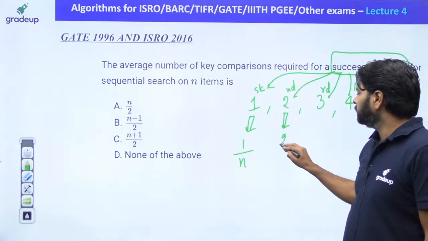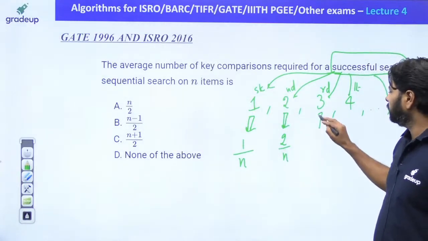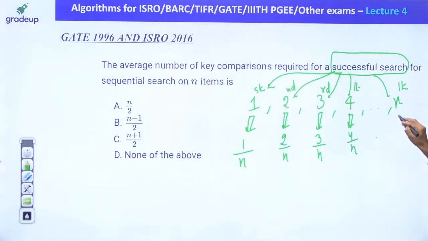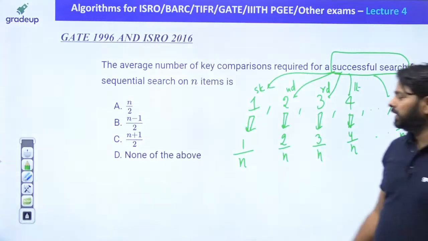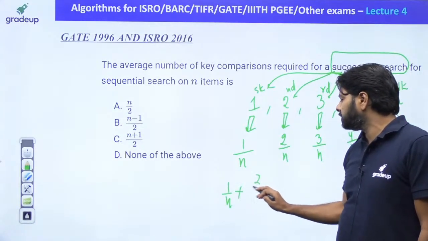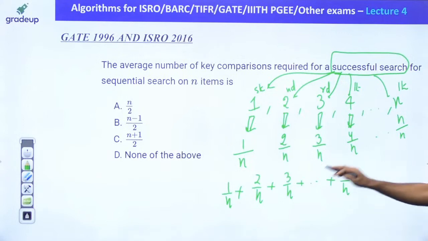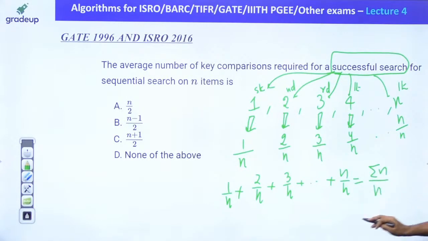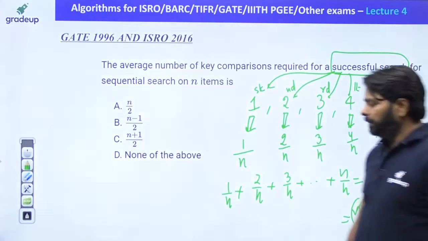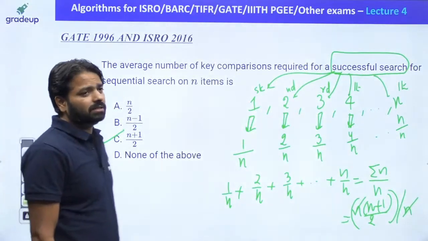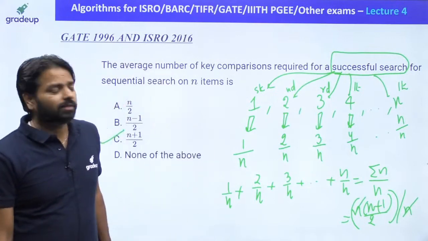Your second element, and this one. Third one, 3 out of n. Fourth one, you need to find out average, right? The probability we are doing it. And if you look at that, the average number of comparisons, if you do that, that is 1 plus 2 plus up to n, sigma n by n. If you do that, n into n plus 1 by 2, and this is sigma n by n, n cancel, so n plus 1 by 2. The average expected number of key comparisons. Everybody? Yes. So C is the right answer.